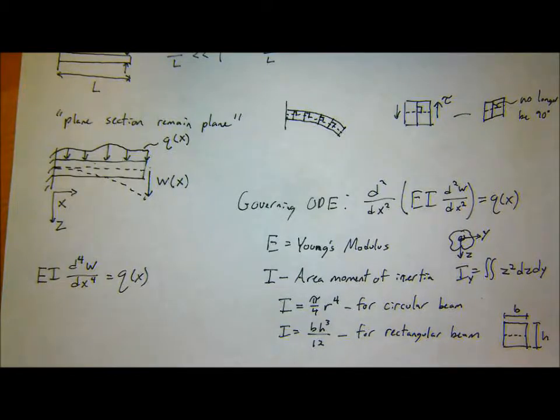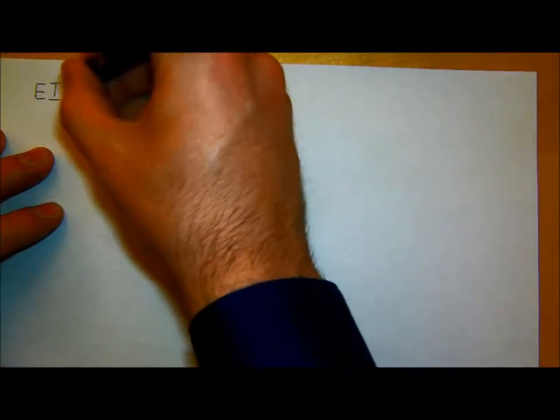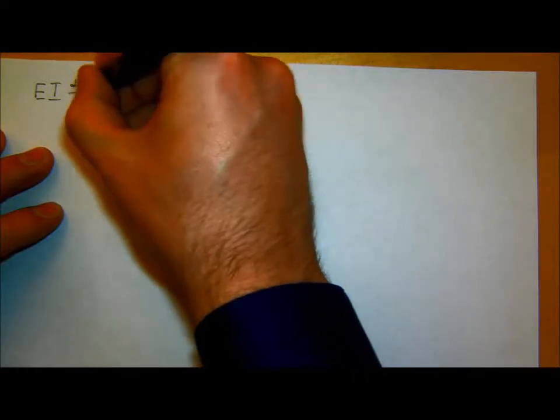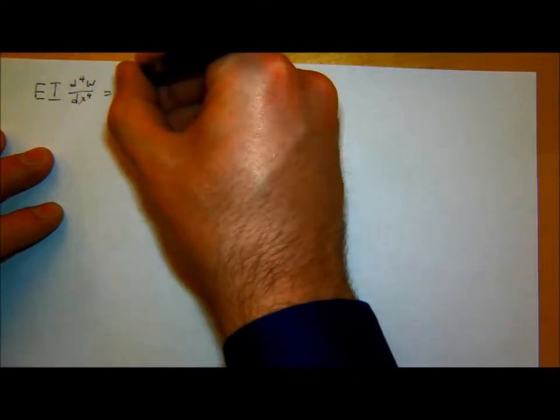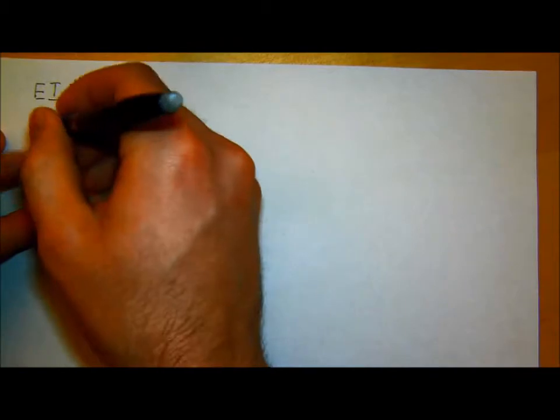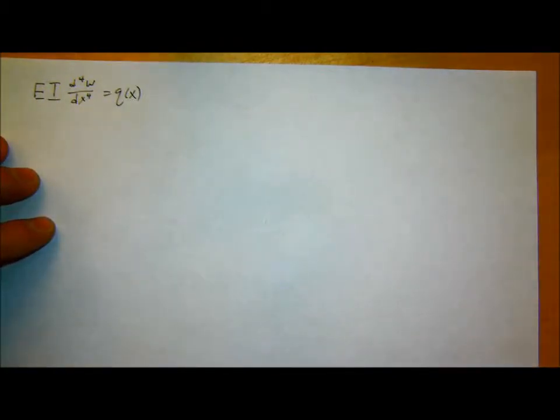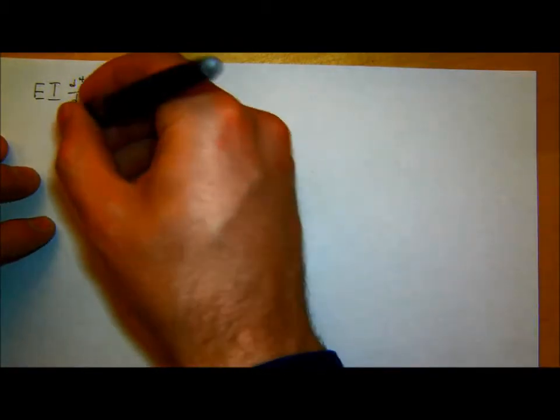I'll go through and simplify this down a bit and define a couple equations around it. Okay, so starting from our general ODE, we have, again, EI d to the fourth w dx to the fourth is q of x. I can define a couple constants from this.